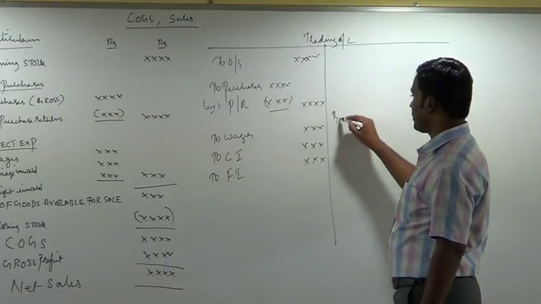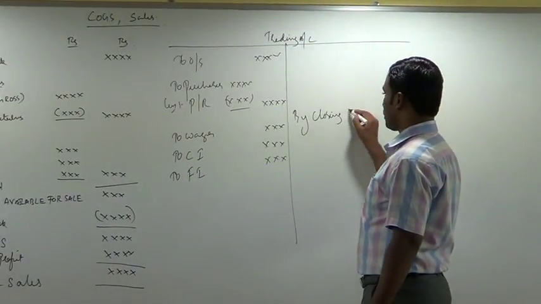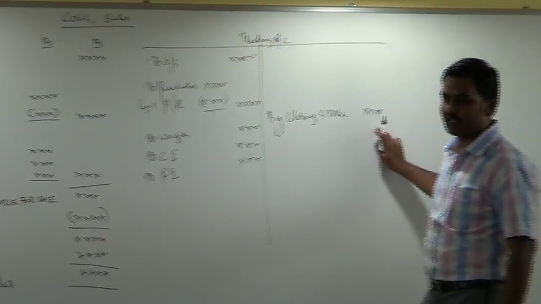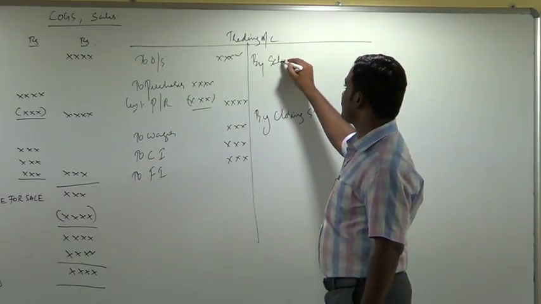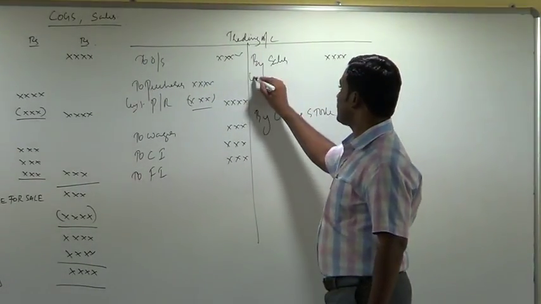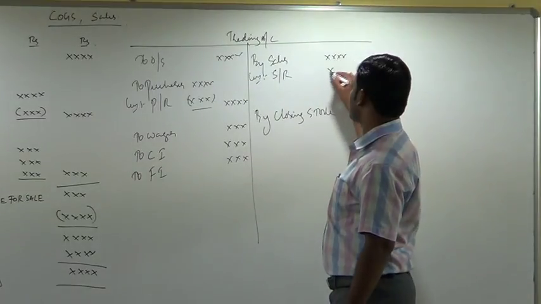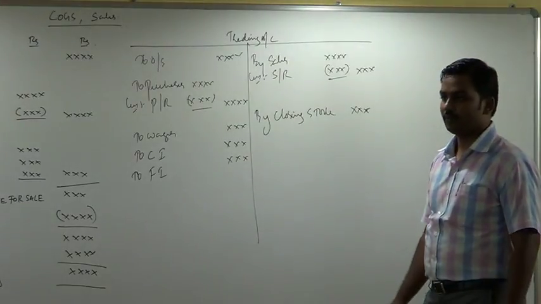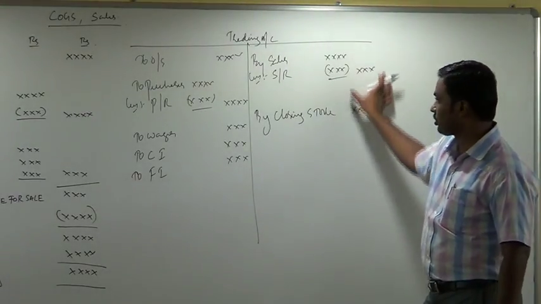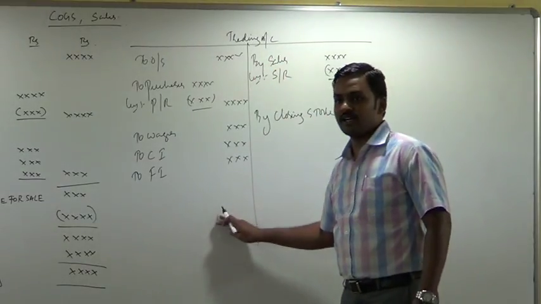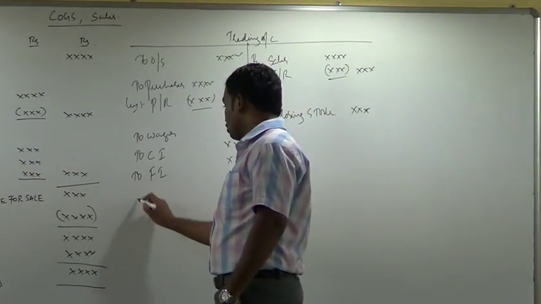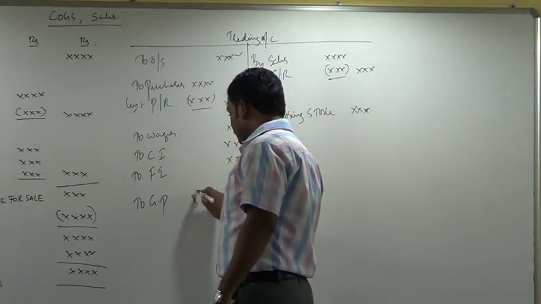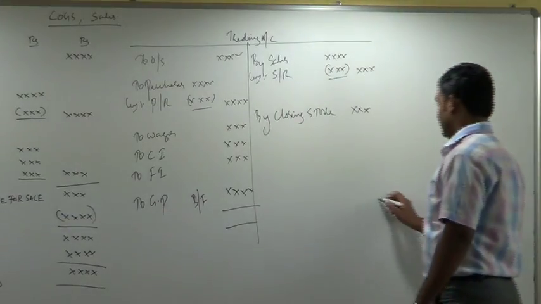Then on the credit side we write by closing stock. The cost price of goods remaining unsold at the end of the year is shown on the credit side. By sales, less sales returns. Net sales is shown in the outer column. What do we do to calculate gross profit? We total the credit side, we subtract all the debit side items, we get gross profit. To gross profit. We call this the balancing figure.